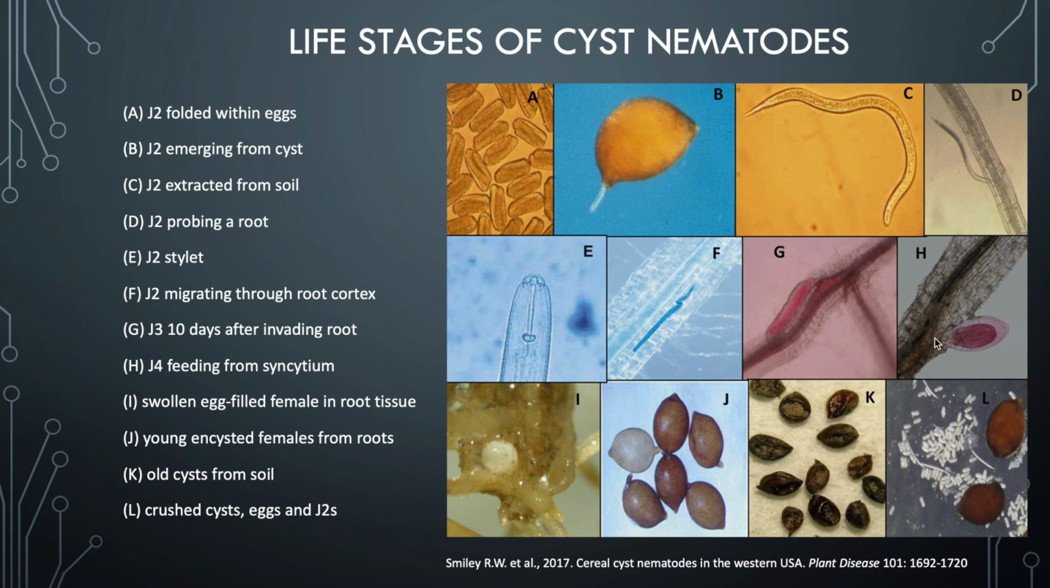Then it molts and becomes a J4, so the final stage of its development. And once matured, the female, which is featured here, becomes this white cyst that protrudes from the root tissue. And if fertilized, she's filled with eggs. These are some young encysted females harvested from the roots. These are rolled cysts that are collected from the soil. And finally, we have a cyst that has been crushed, showing the contents, which are the eggs and the J2s.